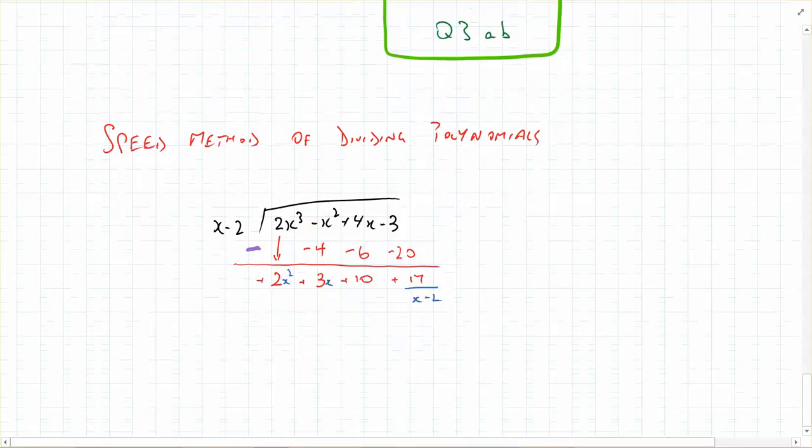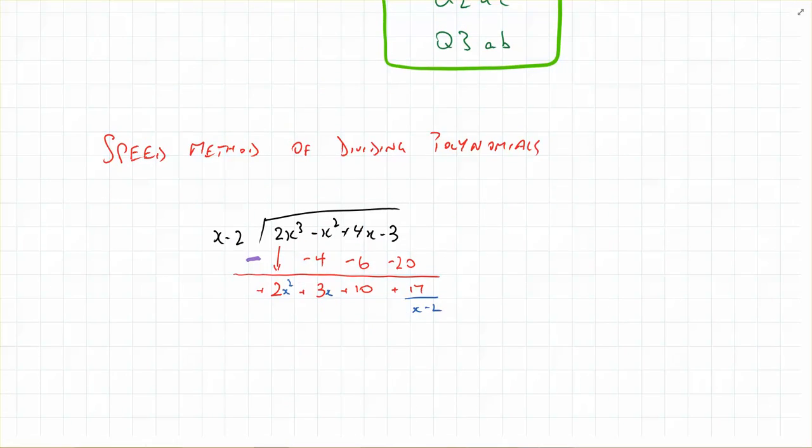I won't do any more on that. If you like that, you might want to look at that with some of the other examples that have been done. And if that gets you where you need to be, then go for it and use it. I quite like it. It's quick. Okay, so that's polynomial division.